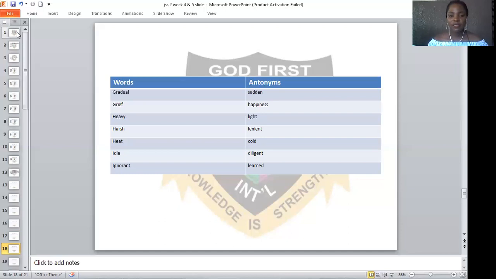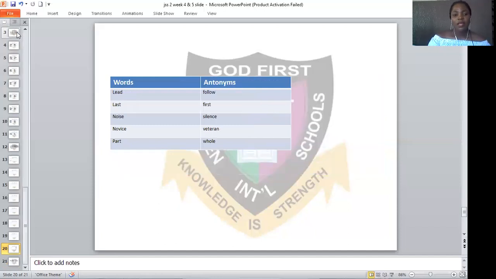Lenient, harsh, diligent, ignorant, learned. Also, we have imaginary, real, intelligent, foolish, intentional, accidental, join, separate, joy, sorrow, knowledge, ignorance, land, and water. And here we have lead, to follow, last, first, noise, silence, novice, veteran, part, and whole.